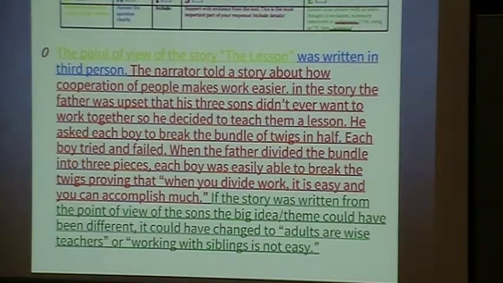He asked each boy to break a bundle of twigs in half. Each boy tried and failed. When the father divided the bundle into 3 pieces, each boy was easily able to break the twigs, proving that when you divide work, it is easy and you can accomplish much. If the story was written from the point of view of the sons, the big idea or theme could have been different. It could have changed to, adults are wise teachers, or working with siblings is not easy.